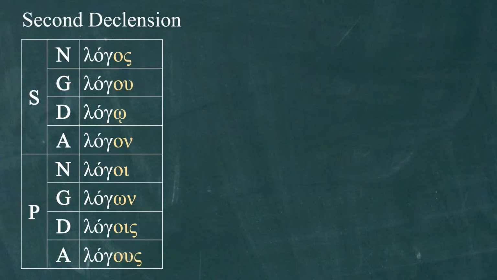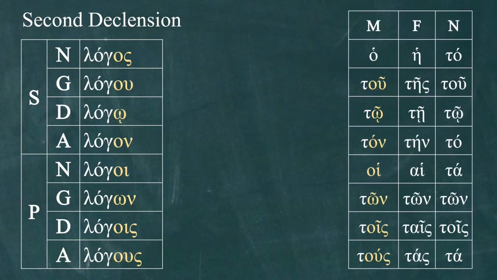In Lesson 11, we learned that the first declension endings on a feminine noun are nearly identical to the feminine articles. Here you can see that the second declension endings on a masculine noun are nearly identical to the masculine articles. Note, however, that the nominative singular ending does not match the article.